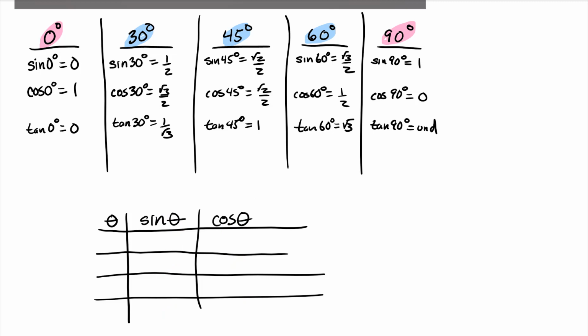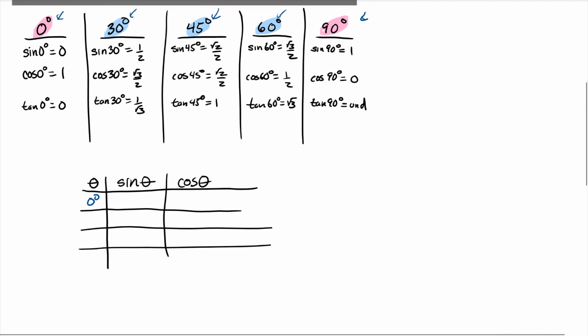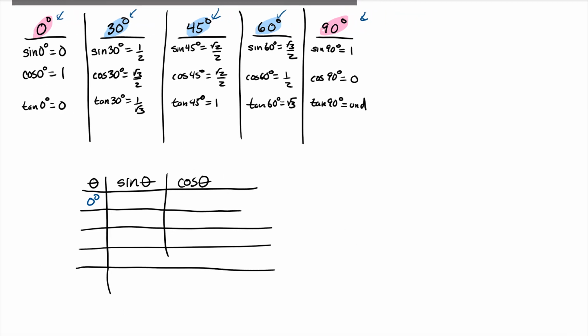So let's start. We have 0 degrees. Then we're going to go to 30, 45, 60, and 90. So 0 degrees, 30 degrees, 45 degrees, 60 degrees, and 90 degrees. And now I'm just going to pop in the values. Sine of 0 is 0. Sine of 30 is 1/2. Sine of 45 is root 2 over 2. Sine of 60 is the square root of 3 over 2. And sine of 90 is 1.